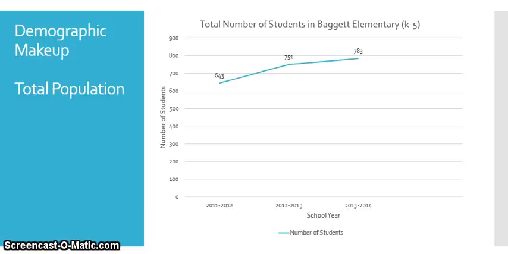The total population of students at Baggett Elementary, that's kindergarten to 5th grade, has increased over the past 3 years. Beginning the 2011 school year, we had 643 students, and ending the 2014 school year, we had 783 students.